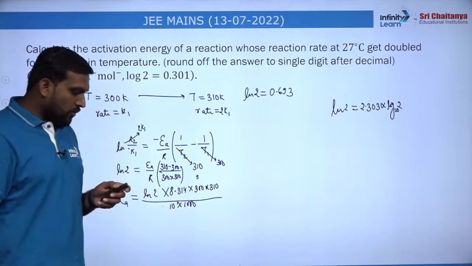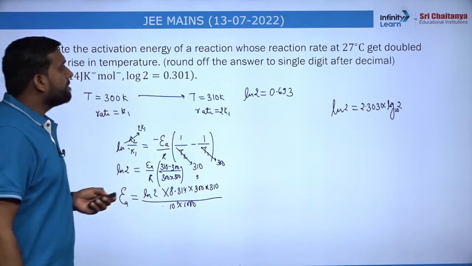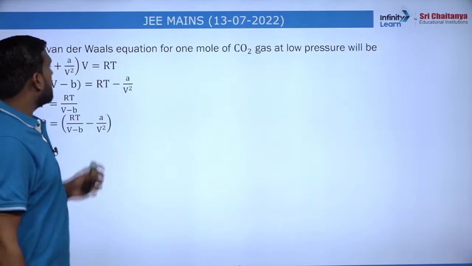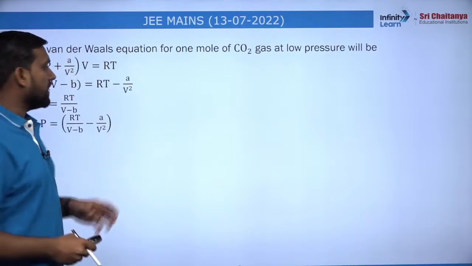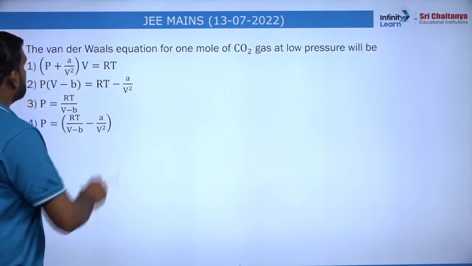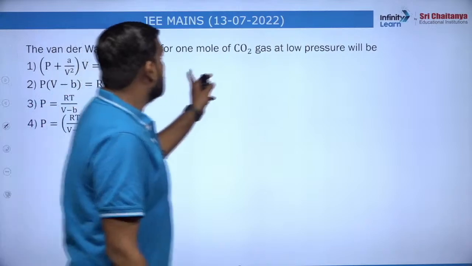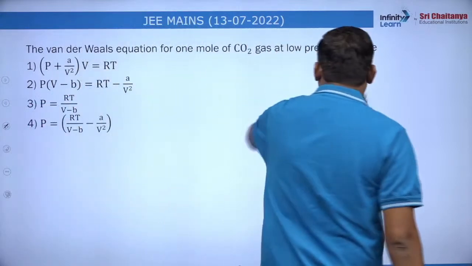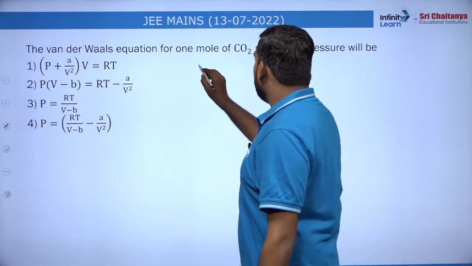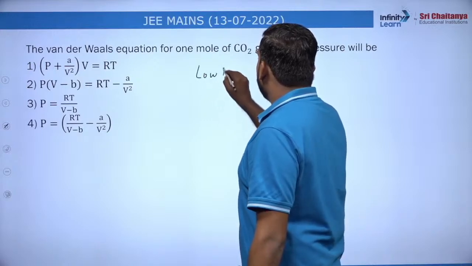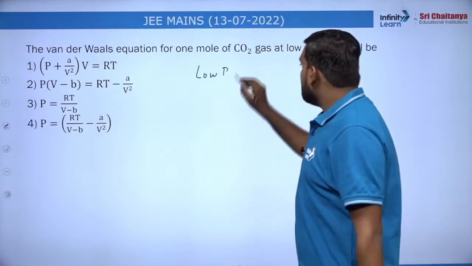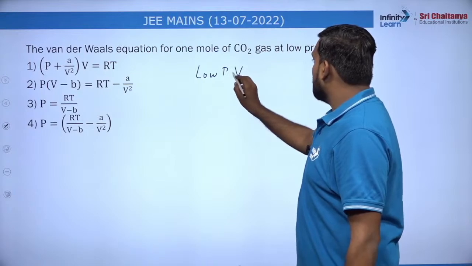Okay, so now moving to the next question. This is a multiple correct question. It's not an integer based question, and the question says: the van der Waals equation for 1 mole of CO2 gas at low pressure will be. So it is saying that the pressure is low, and if the pressure is low, it means that the volume is very high.